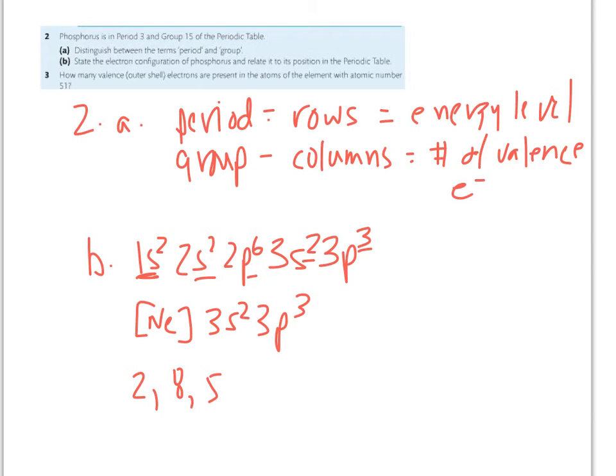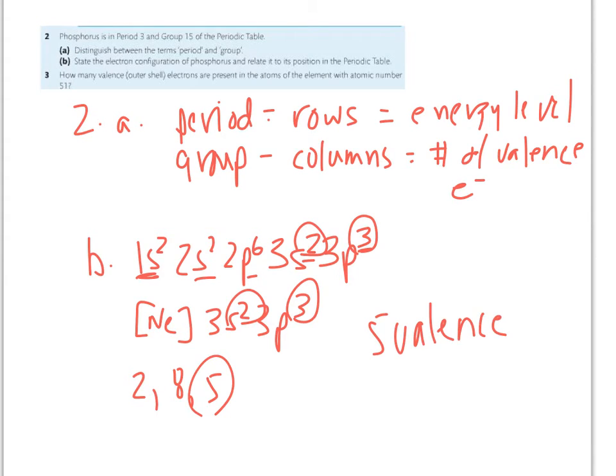The correlation with its group number is that you notice that there are 5 valence electrons, which corresponds with its group number. Now technically its group number is 15, but you ignore the 1 here, since we're looking just at what we call the representative elements, so the S block and the P block, and their valence electrons are equal to the last digit of their group number technically.